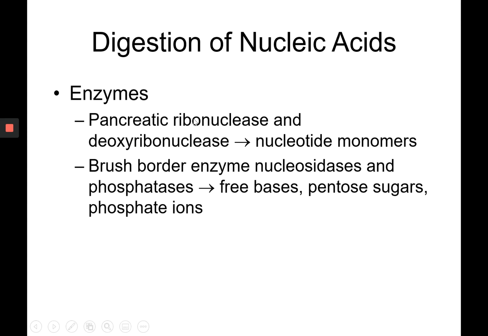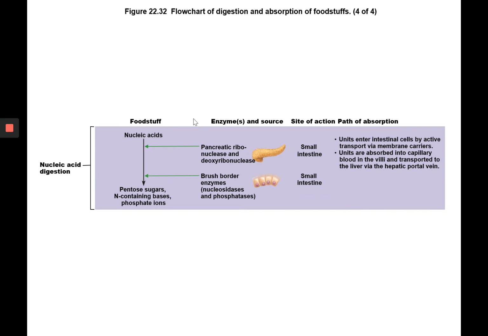Next, we're going to look at the digestion of nucleic acids, which will be very short. A nuclease is an enzyme that breaks down nucleic acids. So we have pancreatic nuclease. There's other nucleases like nucleosidases, but just know that nucleases break down nucleic acids, and there are some brush border breakdown enzymes. And the small intestine is where we begin and end nucleic acid breakdown. We break down nucleic acids to nucleotides, and nucleotides are made up of pentose sugars, nitrogen-containing bases, and phosphate ions.